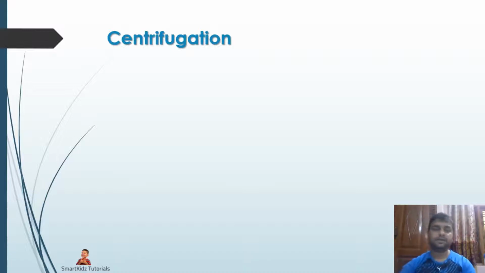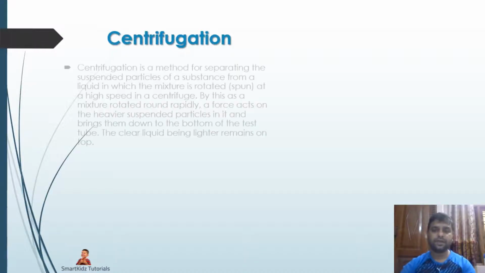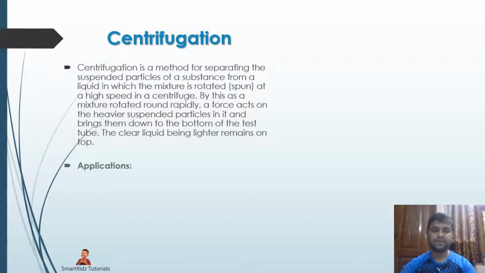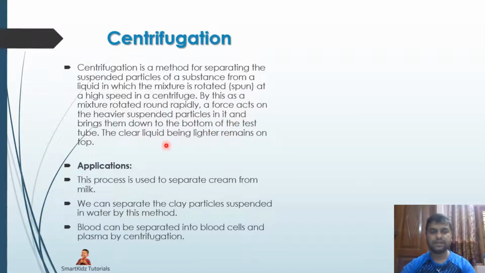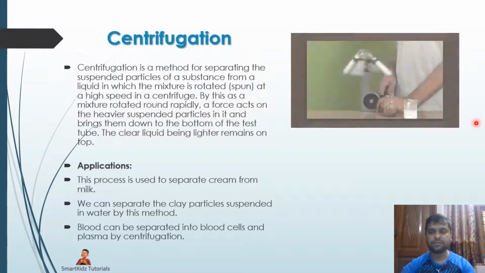Coming to the next one, we have centrifugation. Okay, and centrifugation is a method that is used for separating suspended particles of a substance from a liquid, in which the mixture is rotated at a high speed in a centrifuge. By this, as the mixture is rotated rapidly, a force acts on the heavier suspended particles in it and brings them down to the bottom of the test tube. The clear liquid, being lighter, remains on top.